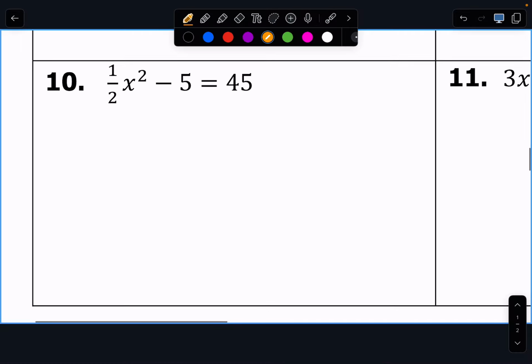Okay, I want you and your elbow partner, you and your table, to work through number 10, see if you can come up with the right answer. Plus or minus 10.